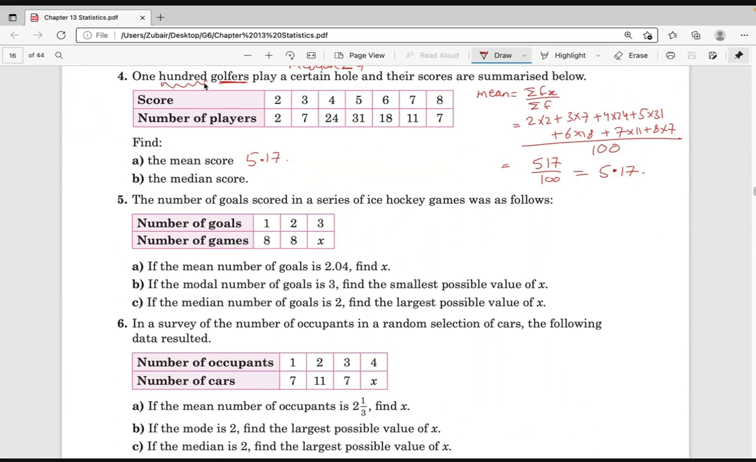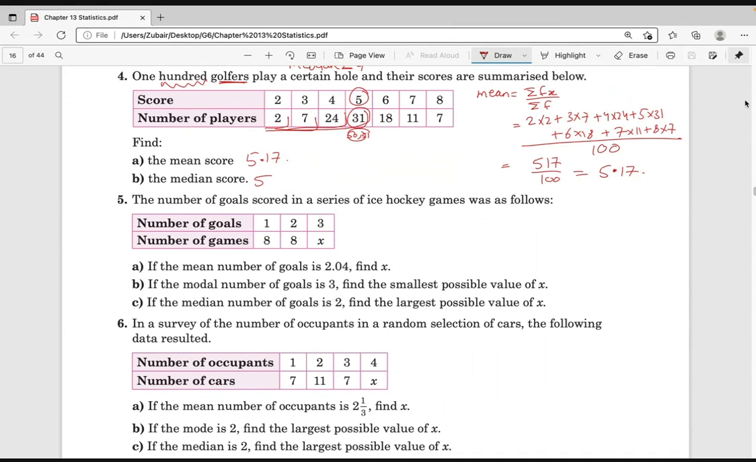Now the median. We already know there are 100 golfers, so we need the 50th and 51st number. So 2 plus 7 is 9. 9 plus 24 is 33. 33 plus 31 is 64. So this 64 covers my 50th and 51st number. So my median is 5. Any doubt? No, sir.